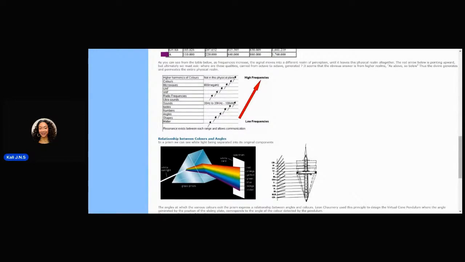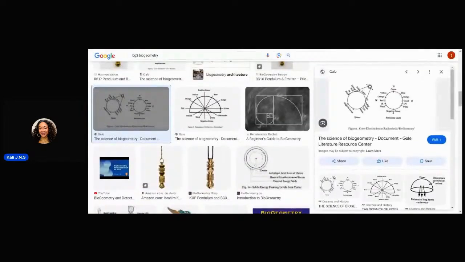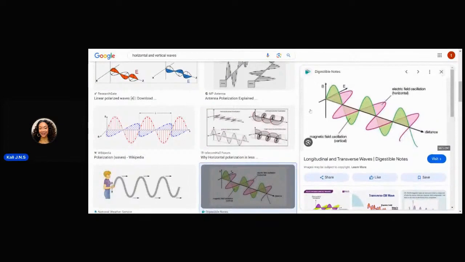Okay, so let me go back here. Let's continue. When we talk about negative green itself, there are two components that make up the negative green energy quality. You have the vertical, which is the electrical wave, and then you have the horizontal, which is the magnetic. Let me show you an example of this.